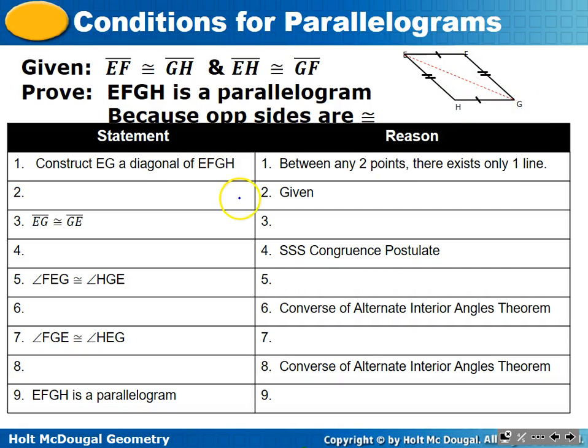All right, let's look at the next one. On this one, we have EF is congruent to GH, and EH is congruent to GF.